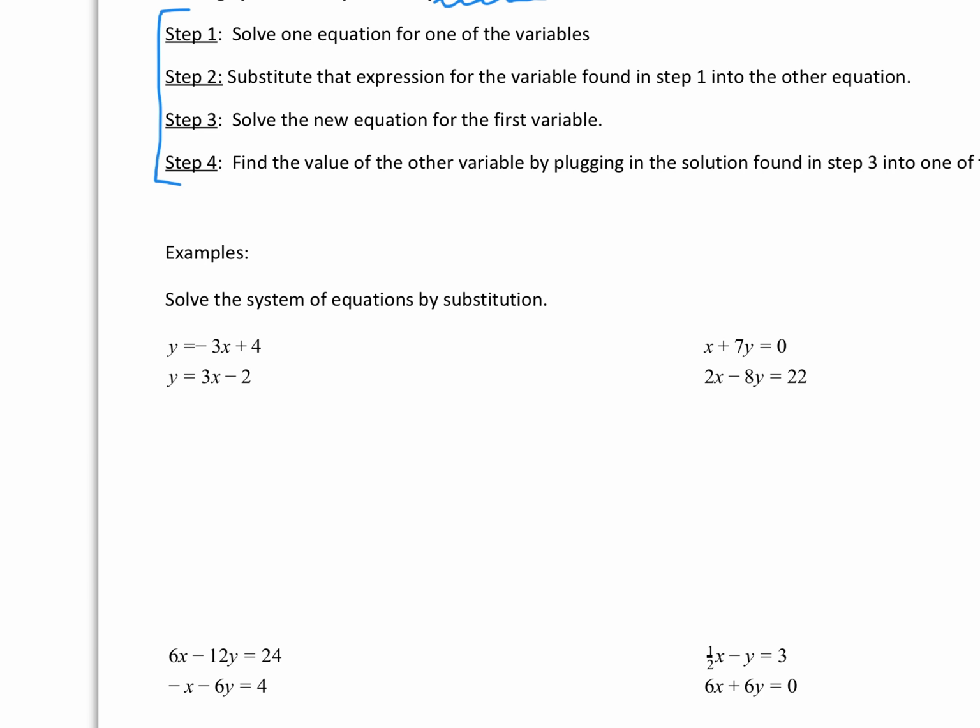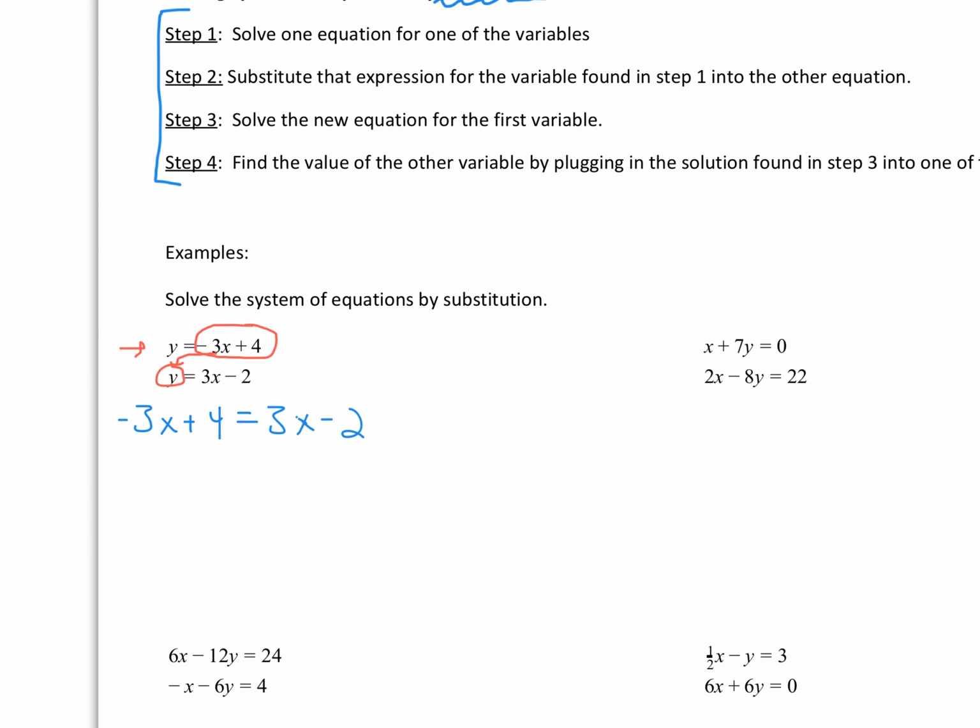So step 1 says solve one equation for one of the variables. Well, step 1 is already done. If we look at both of these, they're actually solved for y. But maybe we can focus on this first one. It's already solved for y. Step 2 says let's substitute that into the other equation. So what we're going to do is take what y equals in the first equation and substitute that in for y into the second equation. So negative 3x plus 4 equals 3x minus 2. We did the substitution there.